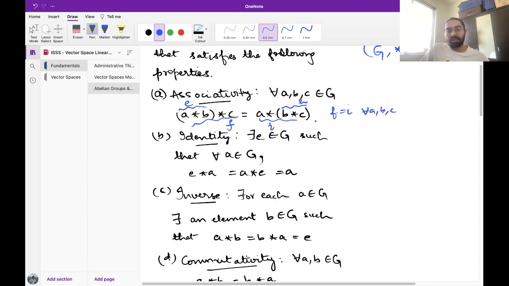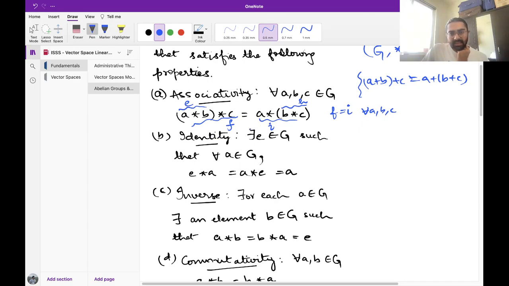Any A, B, C I choose, if I do these operations in this particular order, the result from the left hand side will always be equal to the result on the right hand side. This should be very familiar from multiplication and addition, because we have that associativity rule: A plus B plus C is equal to A plus B plus C. In the same spirit, we have this thing called associativity. That is one. Second thing, let's talk about identity.